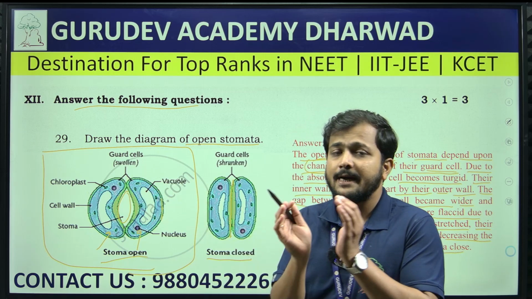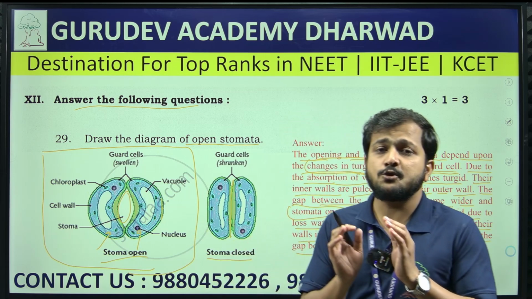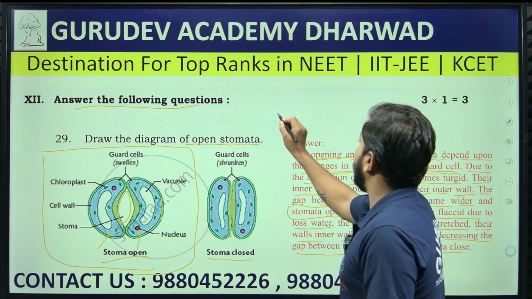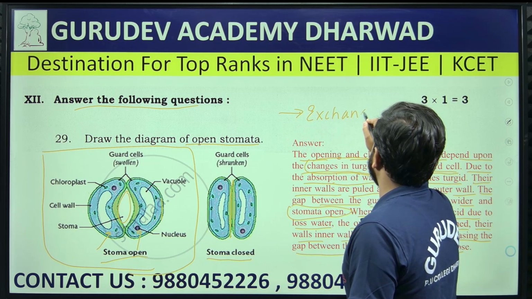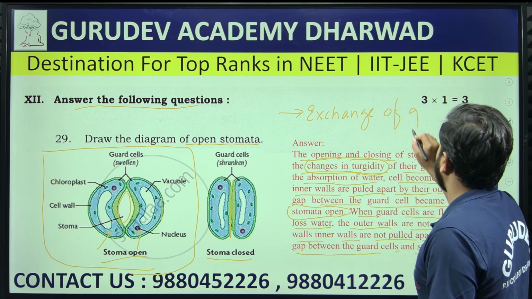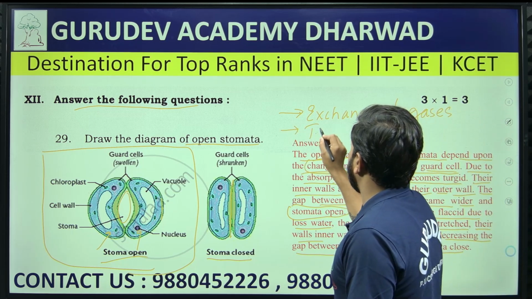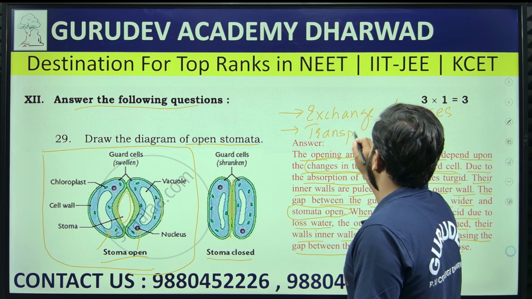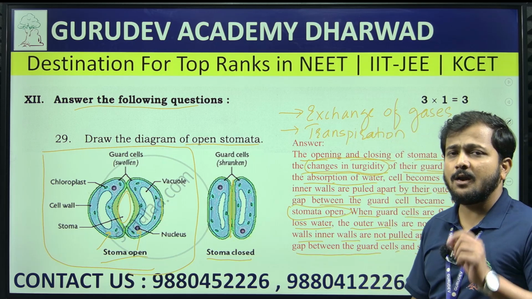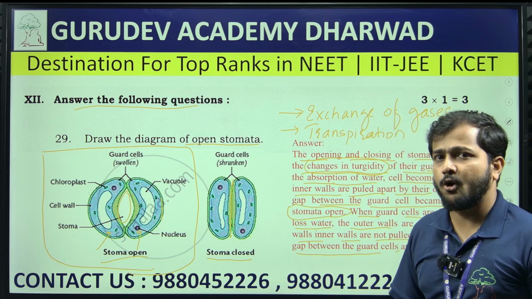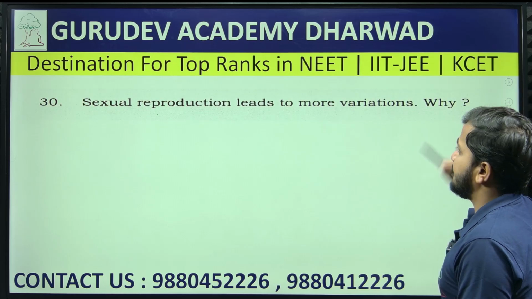Draw the open type of stomata, the bean shaped structure known as the stomata, which plays a very important role in the exchange of gases. It even plays a very important role in transpiration too, right? As you know, transpiration is the loss of water in the form of water droplets.